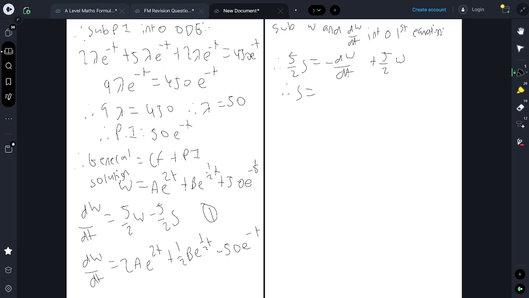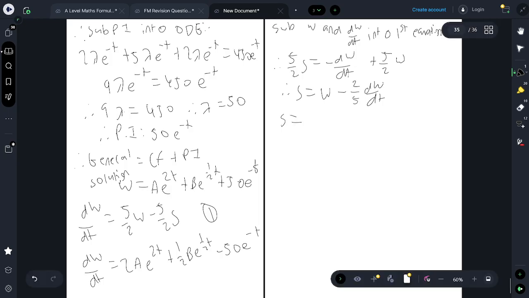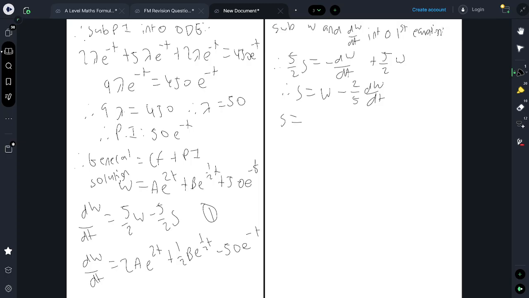So 5 over 2 s is going to be minus dw by dt plus 5 over 2 w. Therefore s would be, if you divide by 5 over 2, w minus 2/5 dw by dt. Then we can substitute that in directly. So rearrange for s first before you plug the numbers in, because once you substitute all this in, if you want to rearrange for s, it gets a lot messier.